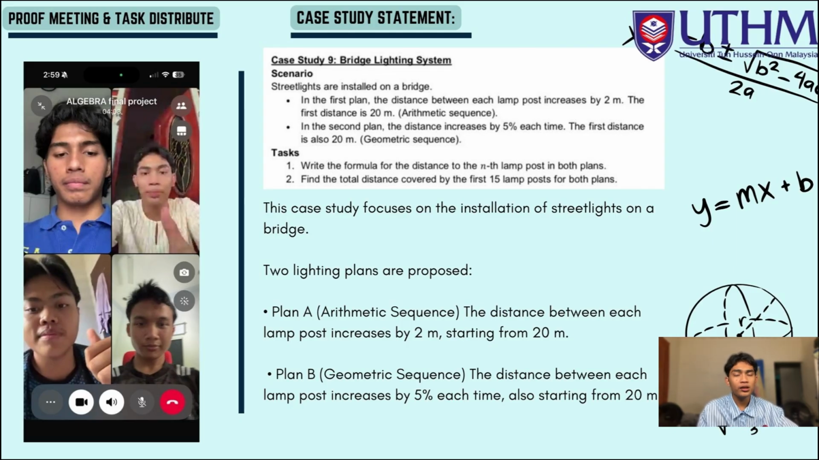Plan A uses an arithmetic sequence, where the distance between the lamp posts increases by 2 meters, starting from 2 meters. And the second plan, Plan B, uses a geometric sequence, where the distance between lamp posts increases by 50% each time, and it starts from 20 meters. The purpose of this case study is to compare both plans and see how arithmetic and geometric sequences affect the total distance and design of the bridge light system.